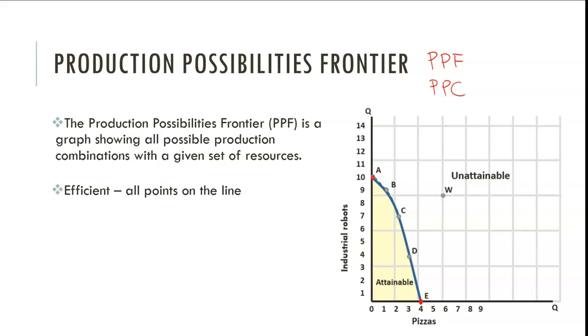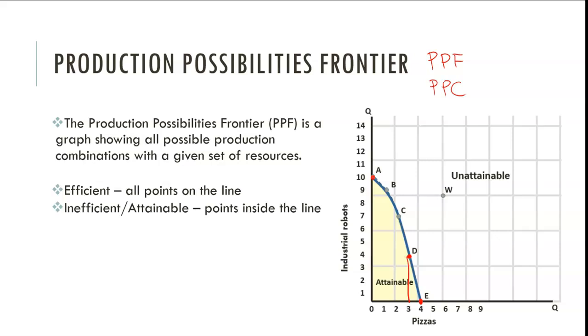And then points B, C, D, and all the other points along this line are also efficient, where we're producing some other combination of goods and services. So here at point D, we would be producing 4 robots and 3 pizzas. We're doing a combination of both goods. So all points along this line are considered efficient.